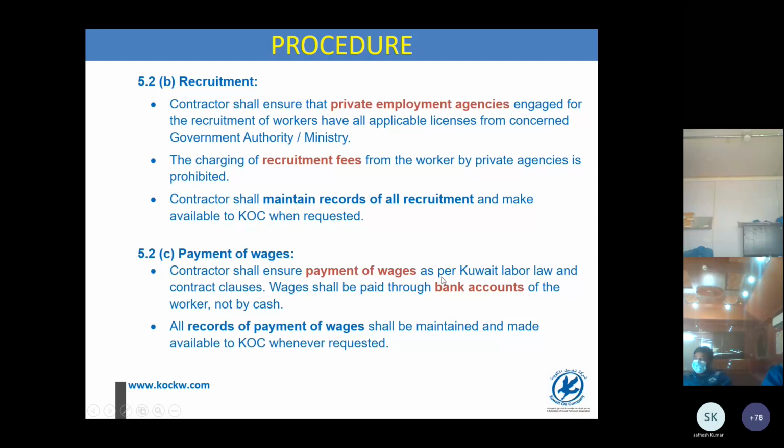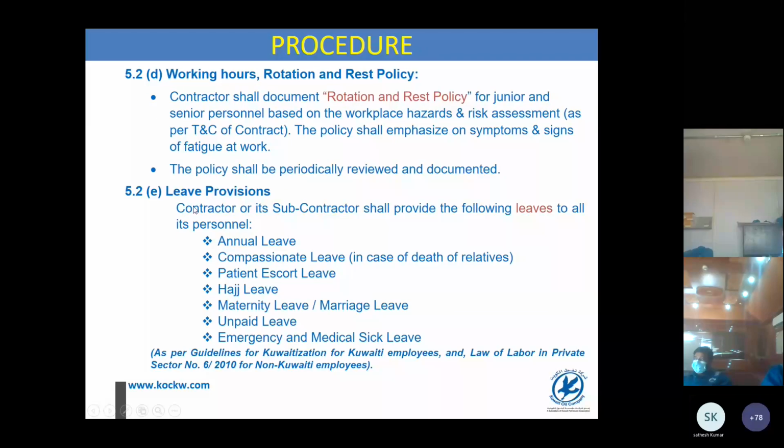Payment of wages, contractors shall ensure payment of wages, and wages shall be paid through the bank accounts, not by cash, certainly. And all records of wage payments shall be maintained. And working hours, rotation and rest policy, particularly for the drilling crew, rotation and rest policy is ensured. The policies shall be periodically reviewed and documented.